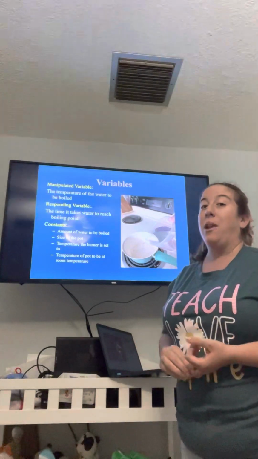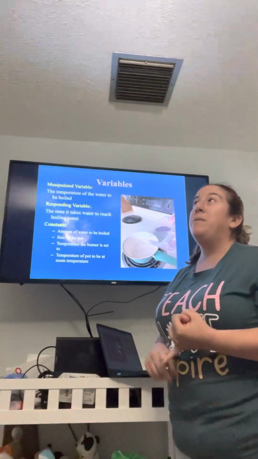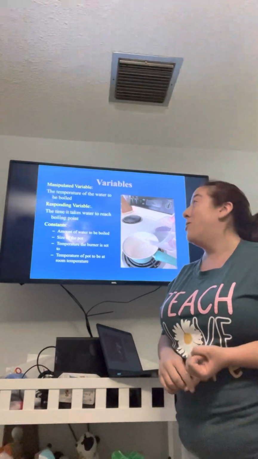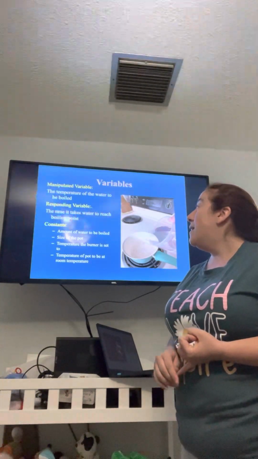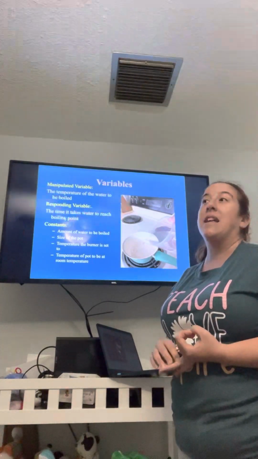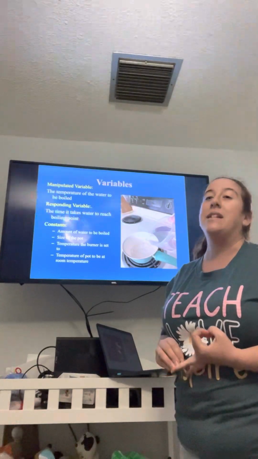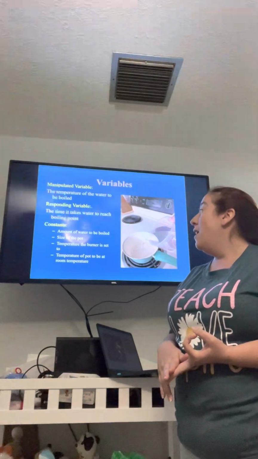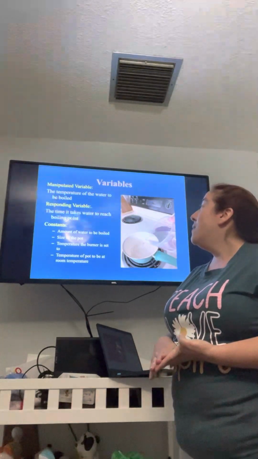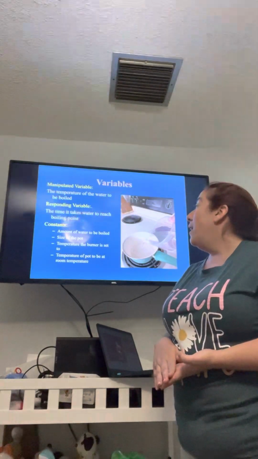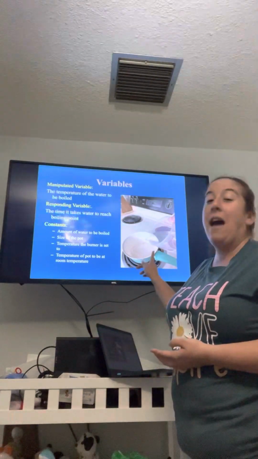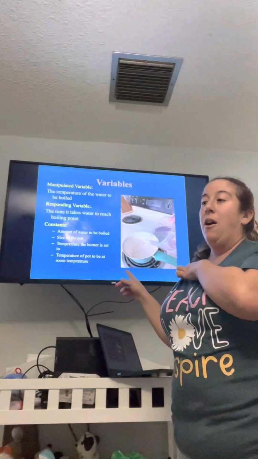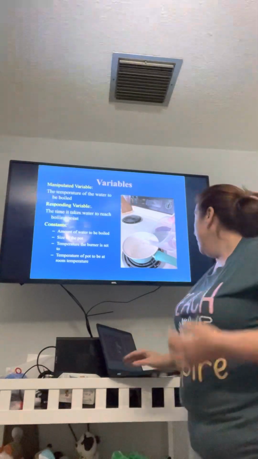And I had to have a lot of constants, meaning the room temperature had to be the same each time I had the trial take place. The amount of water to be boiled was exactly 250 milliliters each trial. The size of the pot remained consistent. The temperature of the burner was set to high at each trial, and the temperature of the pot had to remain at room temperature at the beginning of each trial.